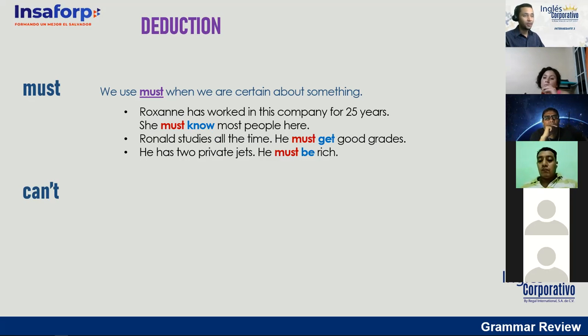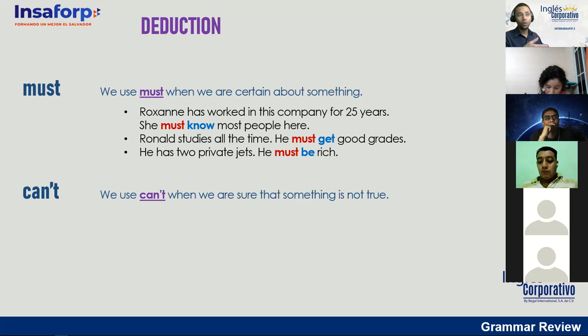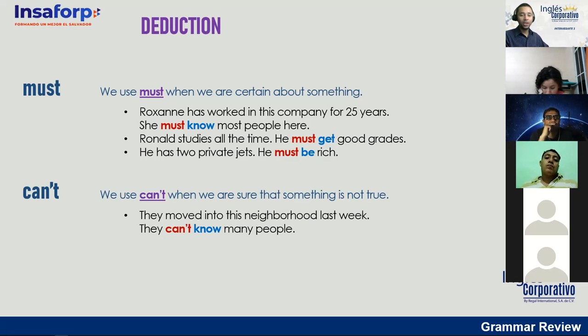What about can't? Can't is the opposite. We use can't when we are sure that something is not true. We use can't when we are sure or we are convinced that something is impossible. Examples, they moved into this neighborhood last week. Se mudaron a este vecindario o a esta colonia la semana pasada. Así que they can't know many people. No es posible que conozcan a mucha gente. A lo mejor unos poquitos, pero no mucha gente.